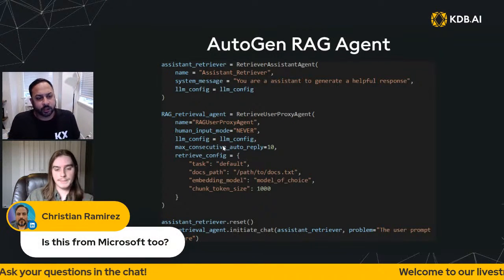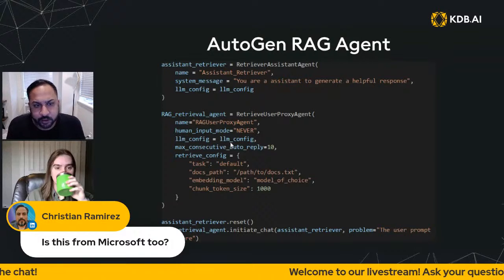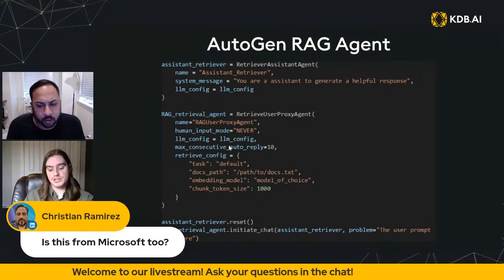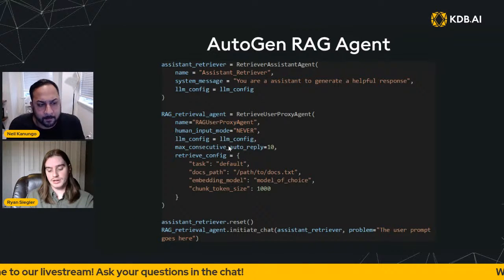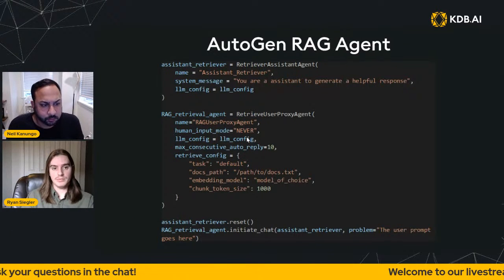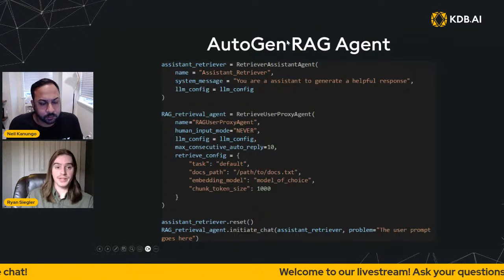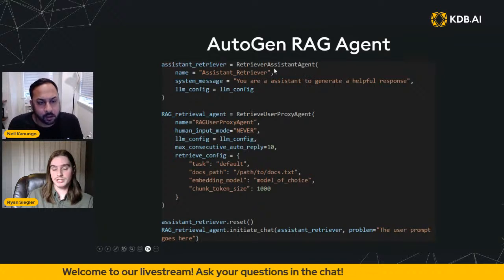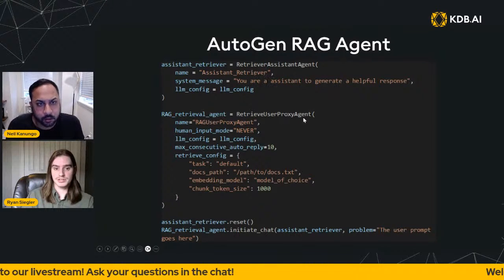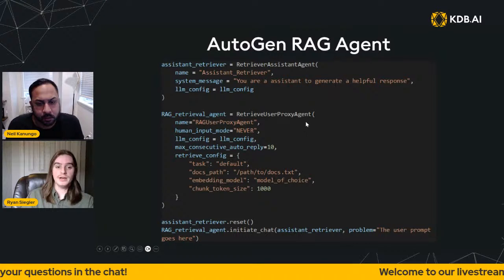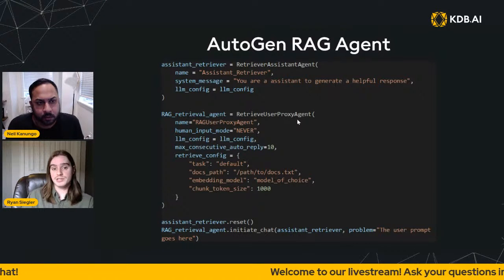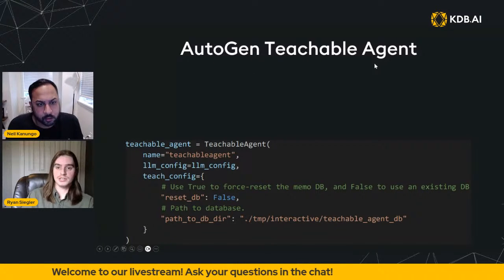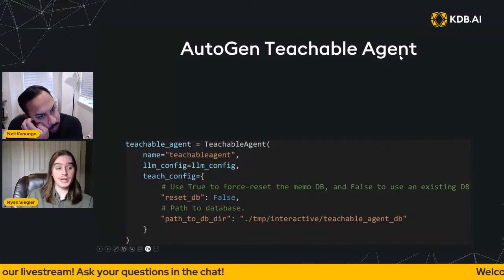And Ryan, Christian Ramirez was asking if this Autogen RAG agent is from Microsoft as well. That's correct. Yeah, it's all part of their Autogen package. So there's just the regular Autogen, which was the first example. They have then this RAG Autogen with these two other types of agents, which are the retriever assistant agent and then the retriever user proxy agent. And then they actually have another agent type that was recently released, which is called a Teachable agent. So yeah, it's all from Microsoft.